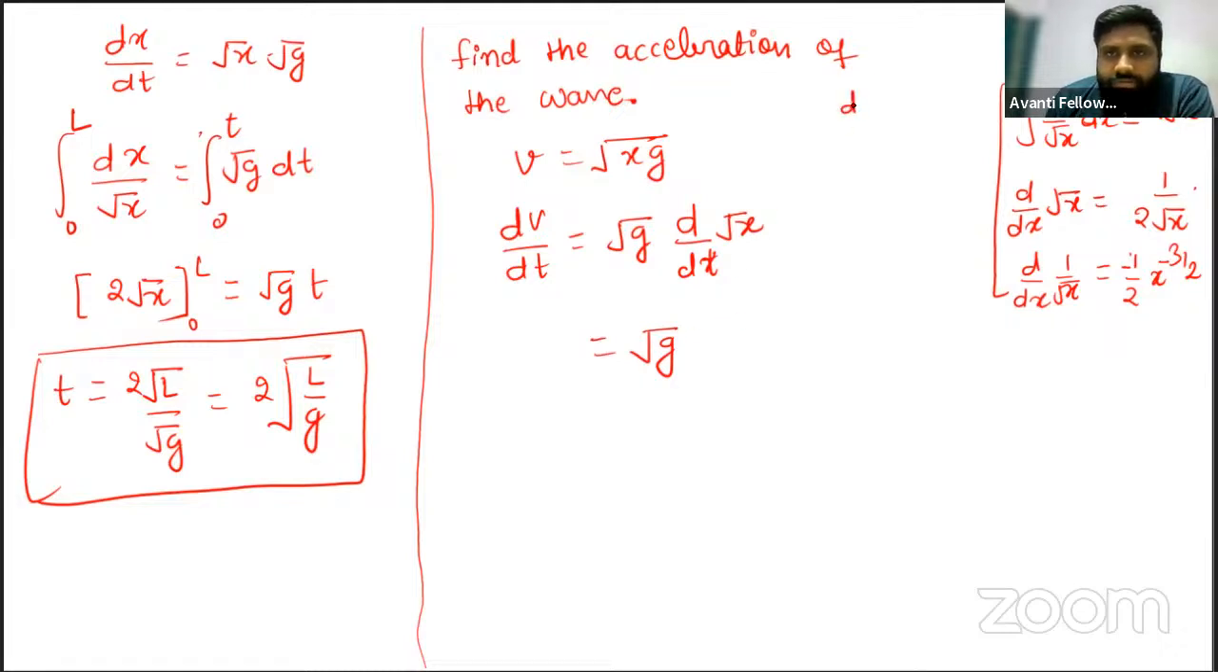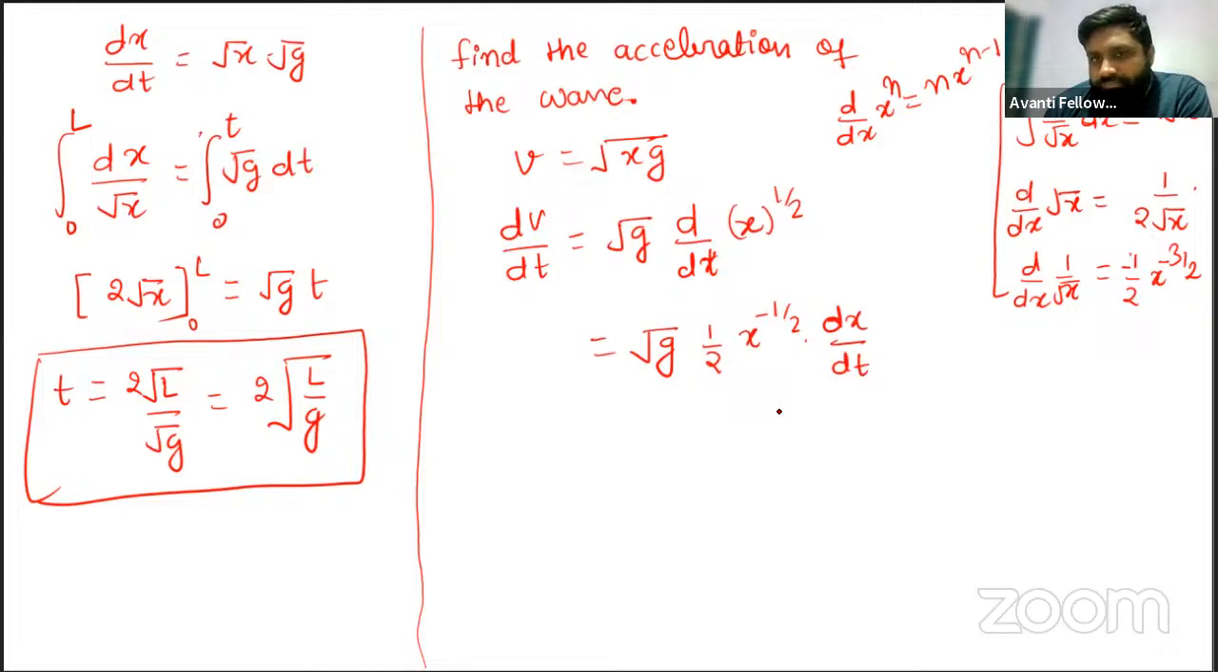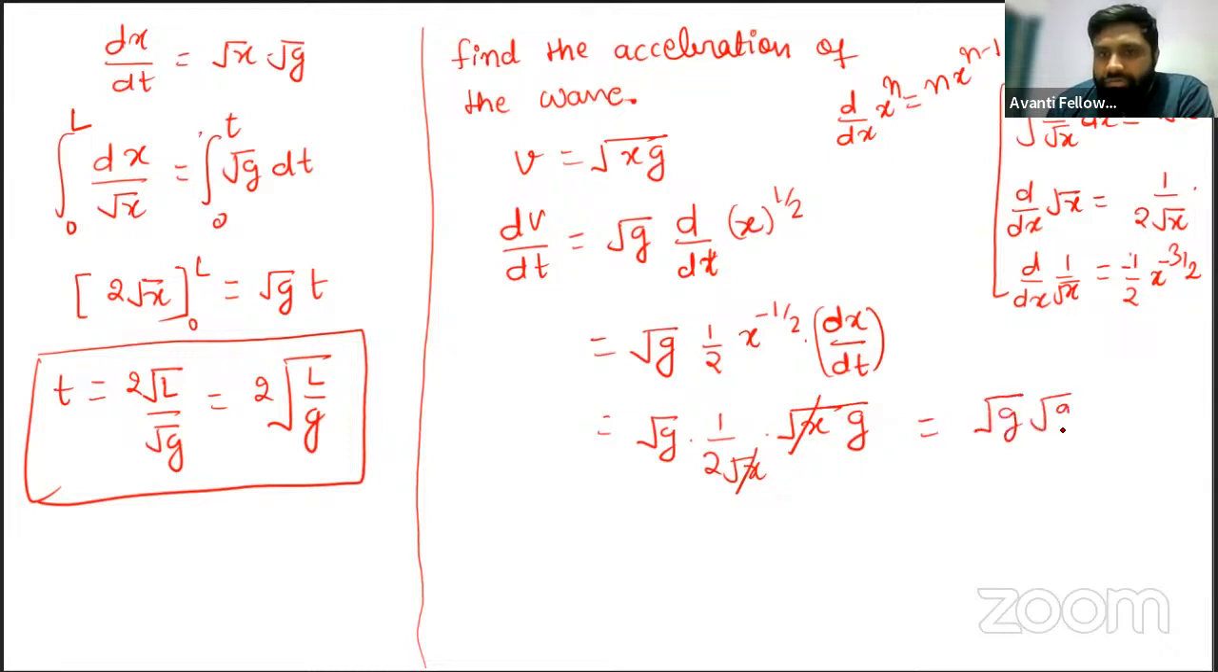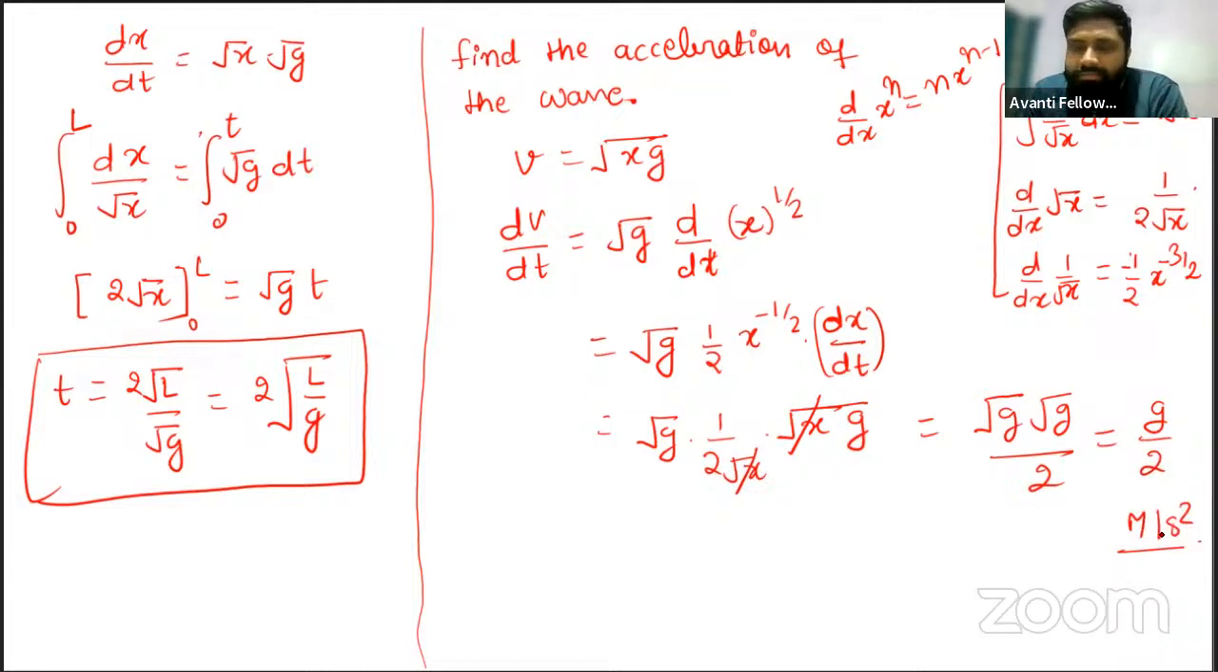Because d by dx of x raised to the power n is n x raised to the power n minus 1. So here root x means x raised to the power 1 by 2. So it is 1 by 2 x raised to the power minus 1 by 2 into dx by dt. That's how we are going to do. Now root g into 1 upon 2 root x into dx by dt. dx by dt is the velocity itself, which has a value of root x into g. Now root x and root x will cancel out, and this will become root g into root g divided by 2, which is g by 2 meter per second square. Look how simple this is.